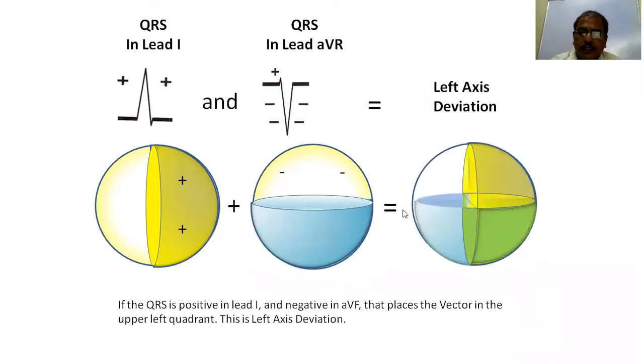Now, you see, where will it go? The vector will be somewhere here. That means it will go towards this. So this is your left axis deviation. Earlier, this was positive and this was positive, so it was here. But when QRS in lead 1 was positive and QRS in lead AVF, sorry, it is not AVR, it is AVF, was negative, then the vector is somewhere here.